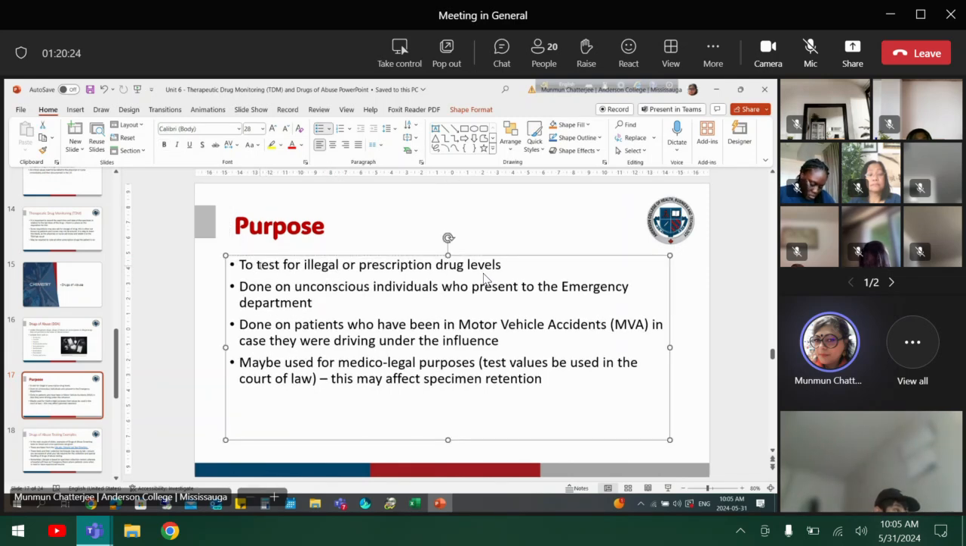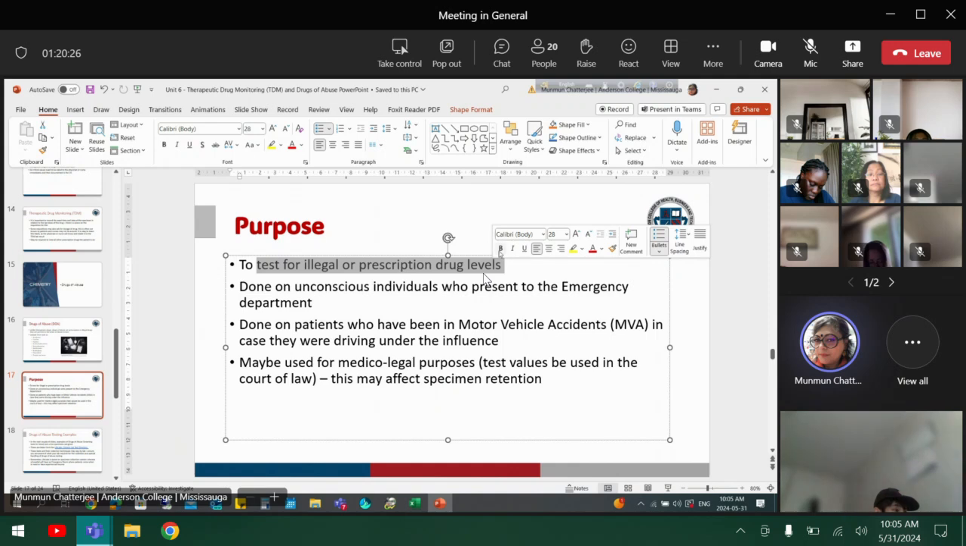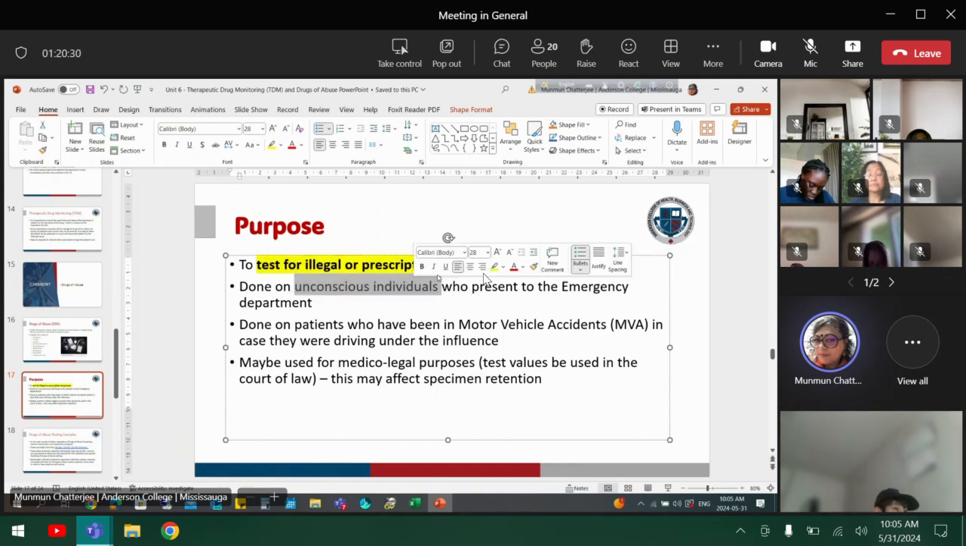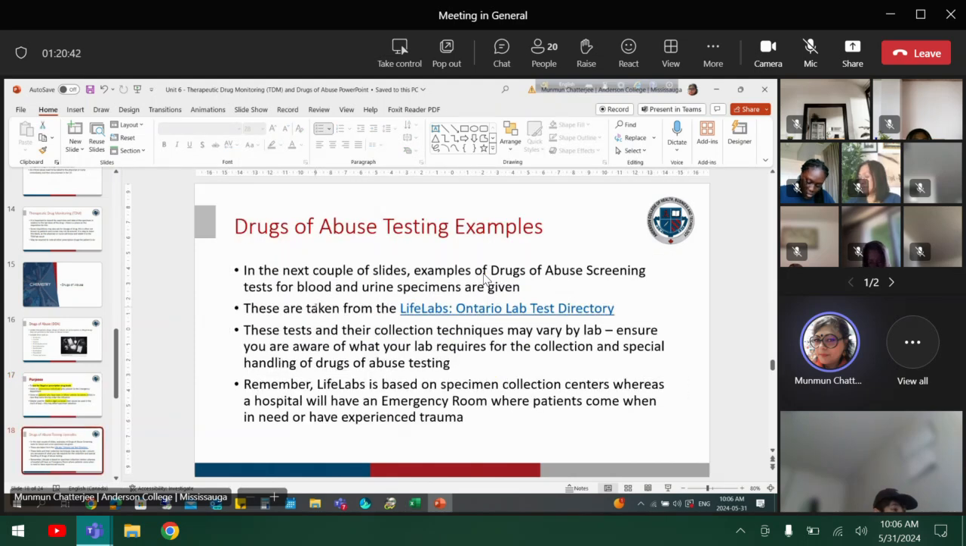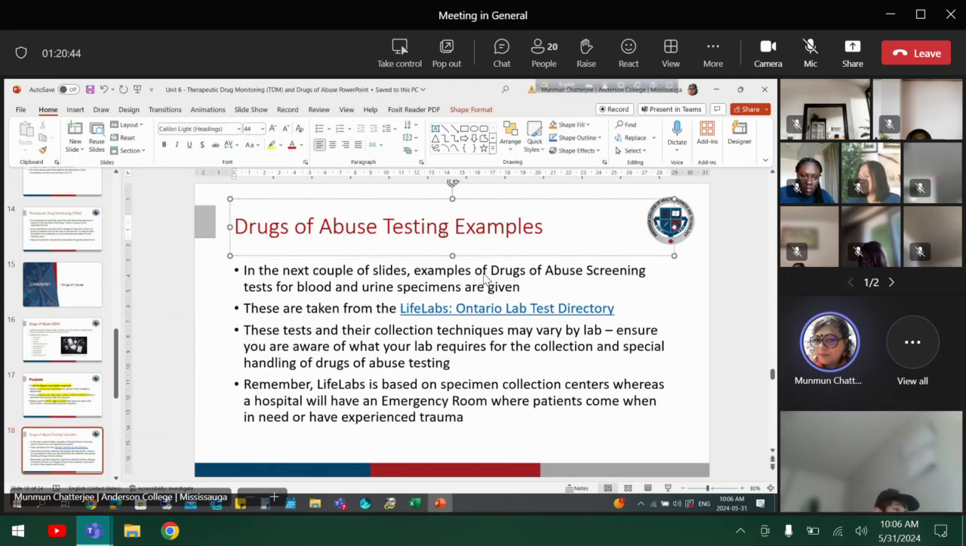So the purpose is to test the illegal or prescription drugs level, done on unconscious individuals, done on patients who have been in a motor vehicle accident, used for medical legal purposes. Okay, good. So testing examples: drugs of abuse screening test of blood and urine specimen.